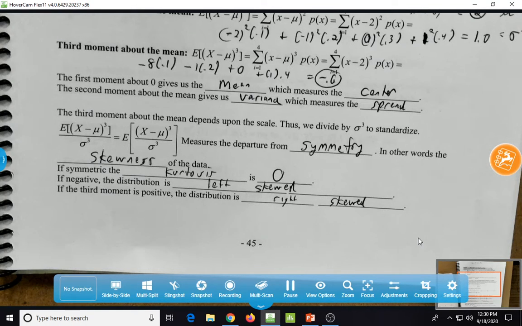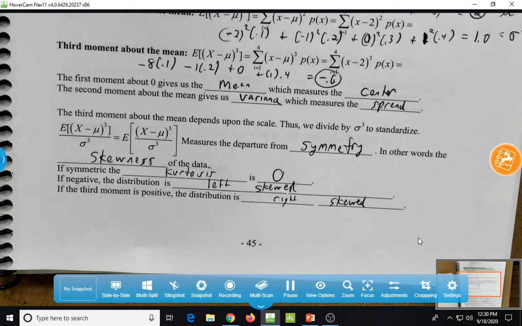X equals 0. So if I put in 0 minus 2, I get negative 2, and raise that to the third power, I get negative 8. My second point is 1. 1 minus the mean, 2, gives me negative 1. Negative 1 to the third gives me negative 1. My third point was 2. 2 minus 2 is 0, so that cancels off. And my fourth point was 3. 3 minus 2 cubed gives me a positive 1, and multiply by that probability of 0.4.